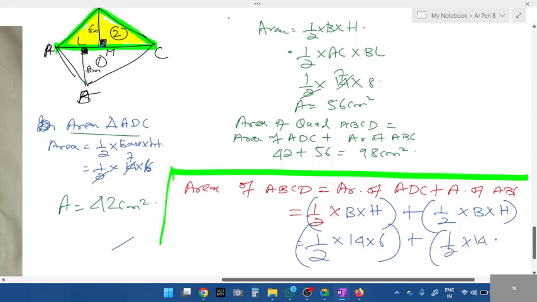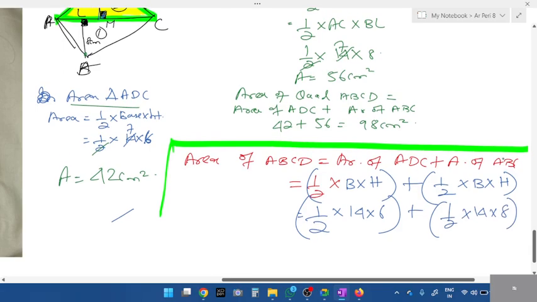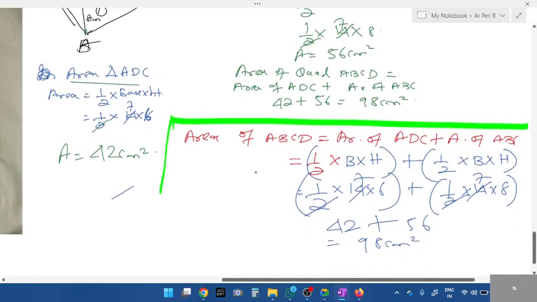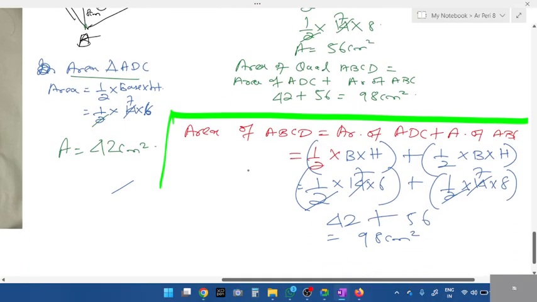14 into... Will you all try this? The green one which I've written, will you all write like this together? Do it together. 7 6s are 42 plus 8 7s are 56. And the final answer is 98 centimeters. Better do it in this green box, students. Draw the diagram, all of you, completed. Any doubts? Do you have any doubts?